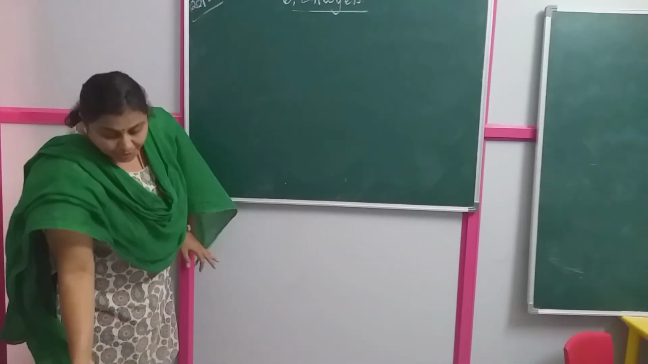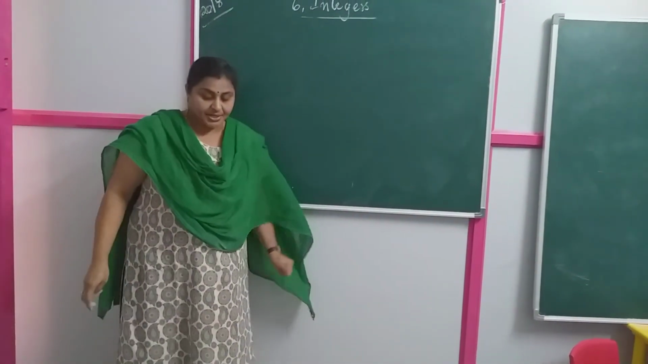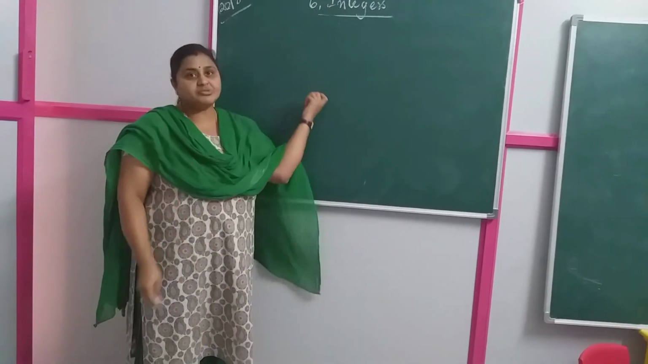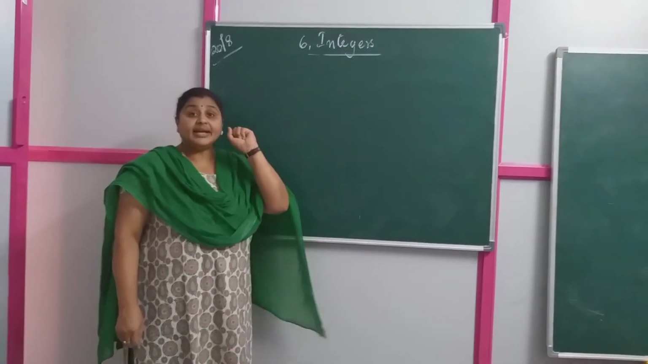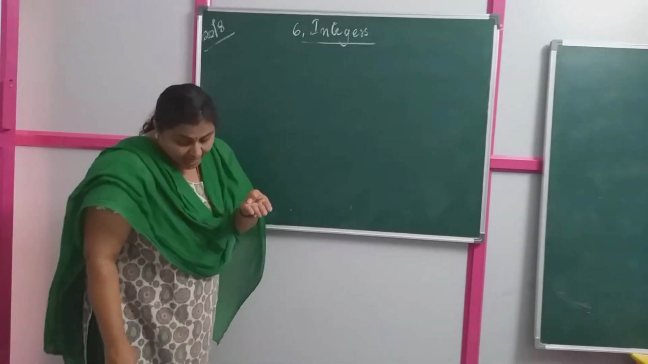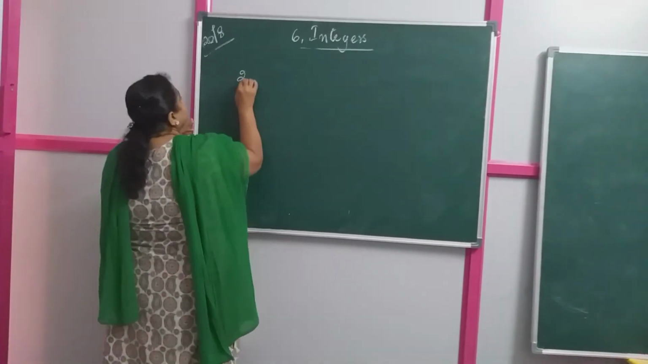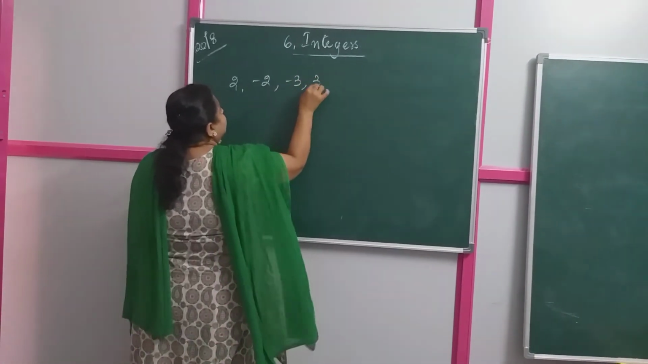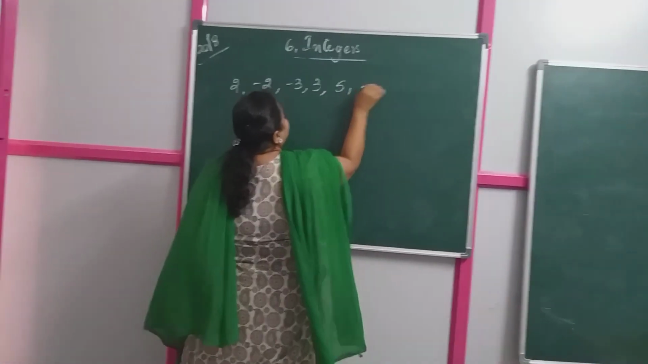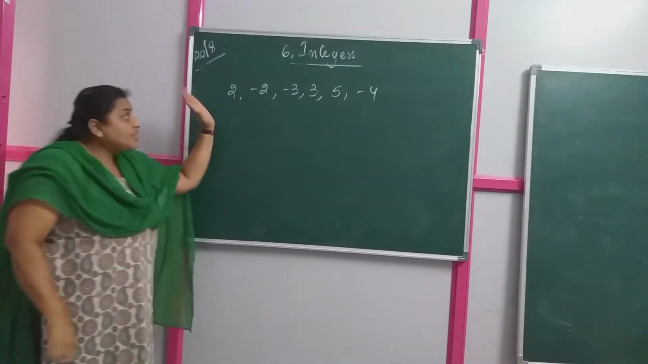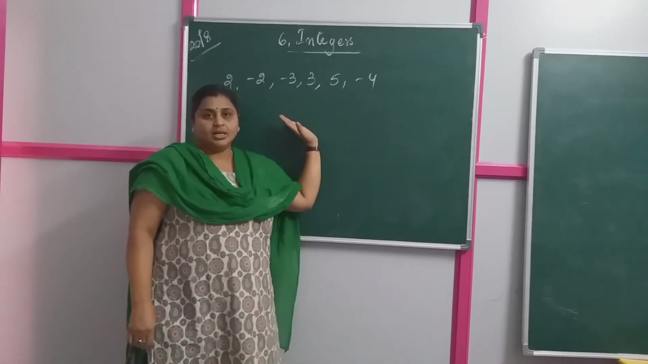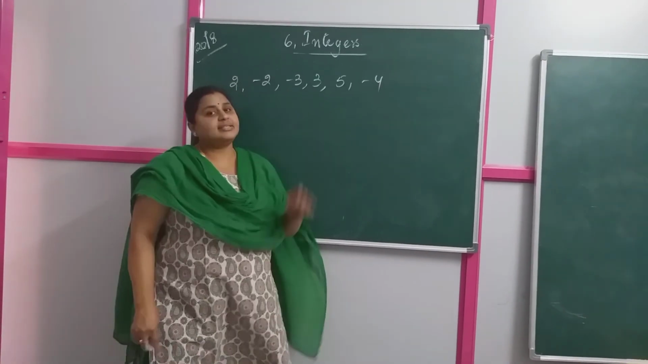Next, we have addition and subtraction of integers. Before that, comparing two numbers is very easy for us, so now let us take four integers. You have a question: 2, minus 2, minus 3, 3, 5, minus 4. Now we have to write these integers in ascending order.